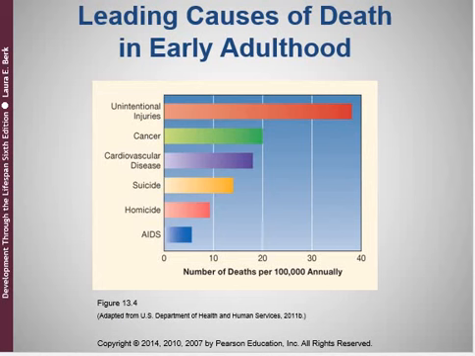As you can see, the leading causes of death in early adulthood remain accidents. Why? Because we are still pretty healthy in early adulthood. Cancer and cardiovascular disease are now on the list. They weren't in the teenage years. Now they're there. You see the process is beginning. But again, not common at this age. They become more common later.